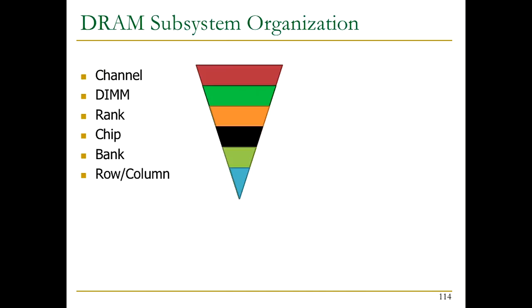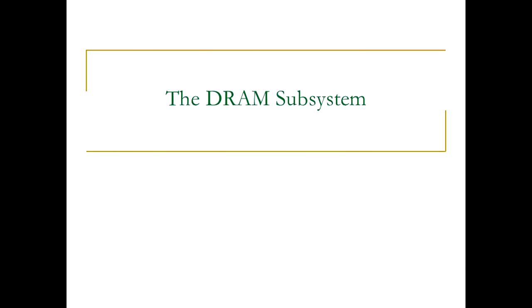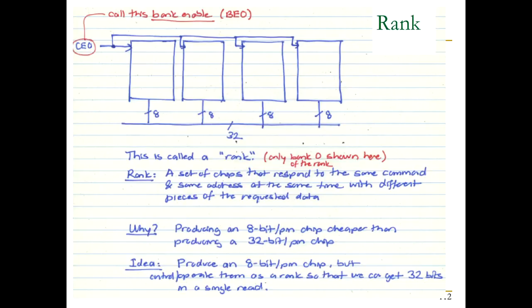And each channel can have multiple DIMMs. I like thinking of DIMMs as modules, dual inline memory module. And each DIMM has a bunch of ranks, usually one these days. Each rank consists of chips, as we've just shown. Each chip consists of multiple banks. I haven't shown that over here, but if you draw the chip boundary over here, it actually consists of, let's say, 8 banks over here.